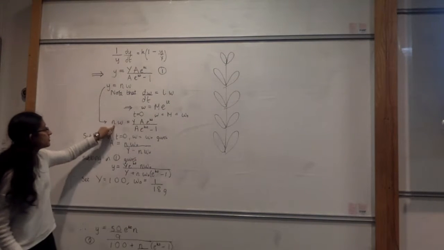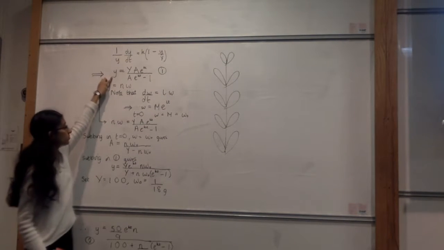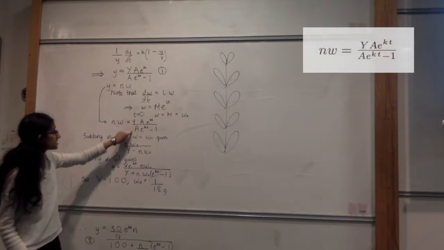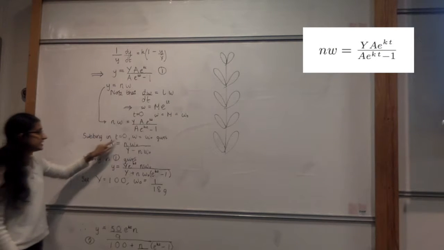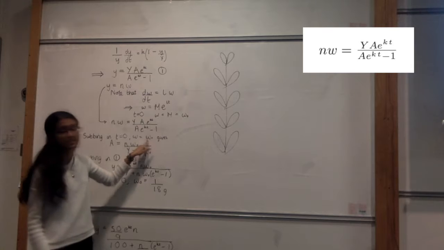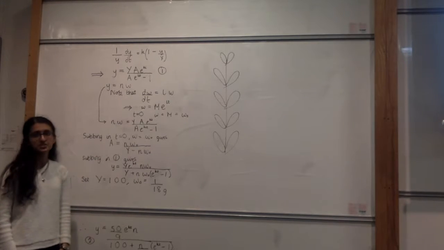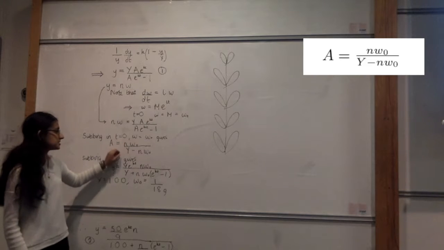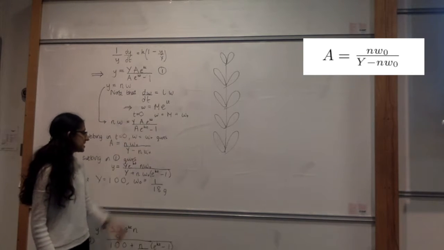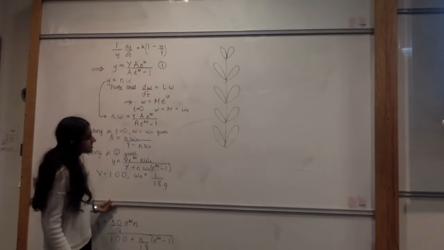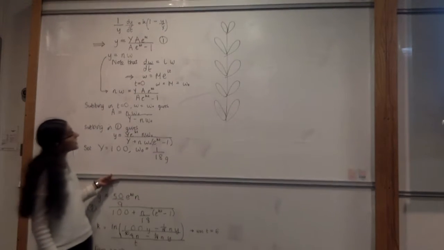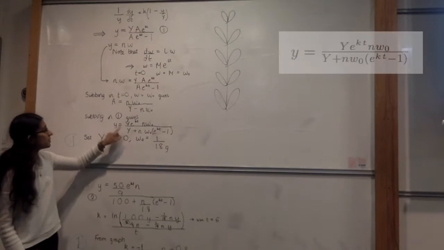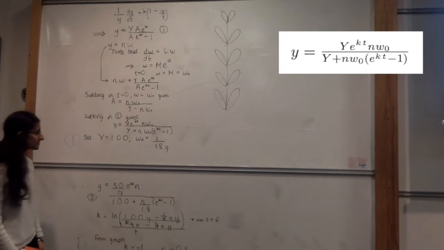So substituting in y equals NW into equation 1, we find this equation, and then substituting in t equals 0 and W equals W0, which are our initial conditions, we find that capital A equals NW0 over capital Y minus NW0. Substituting this into equation 1 to eliminate A gives little y equals this expression.